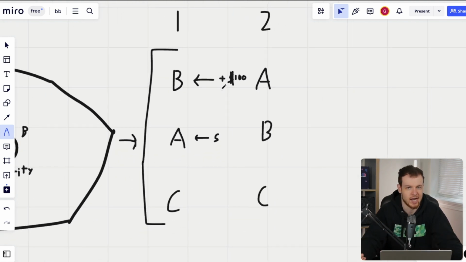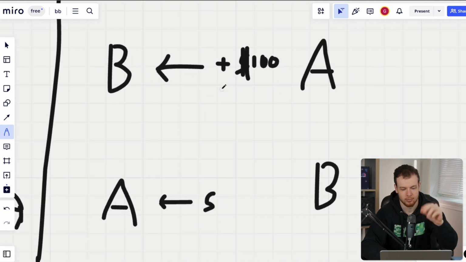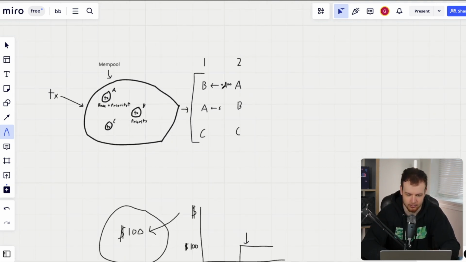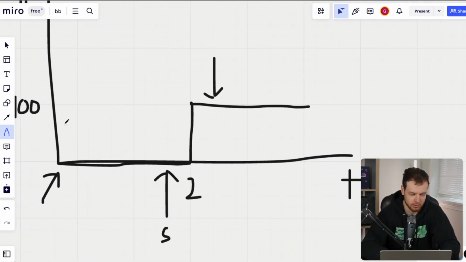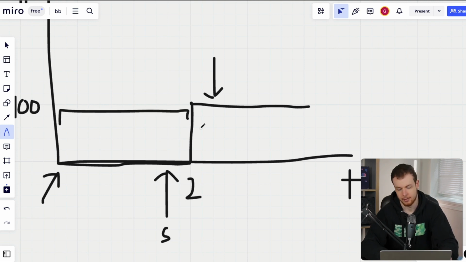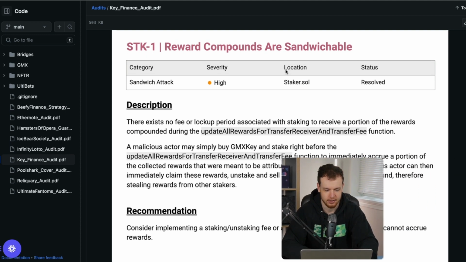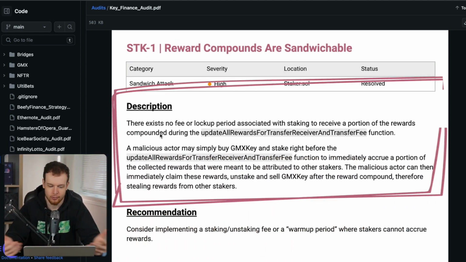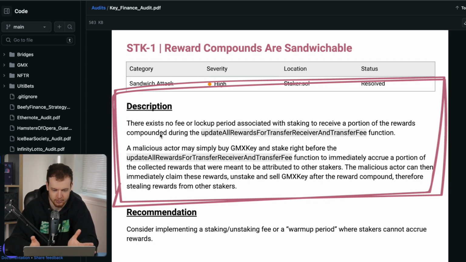And so I never really had to stake for any real amount of time to be able to reap the rewards of that $100. And the $100 really belongs to the people who have been staking for this entire period, right? And so if we read the finding here, it says there exists no fee or lockup period associated with staking to receive a portion of the rewards compounded during the really long name function.